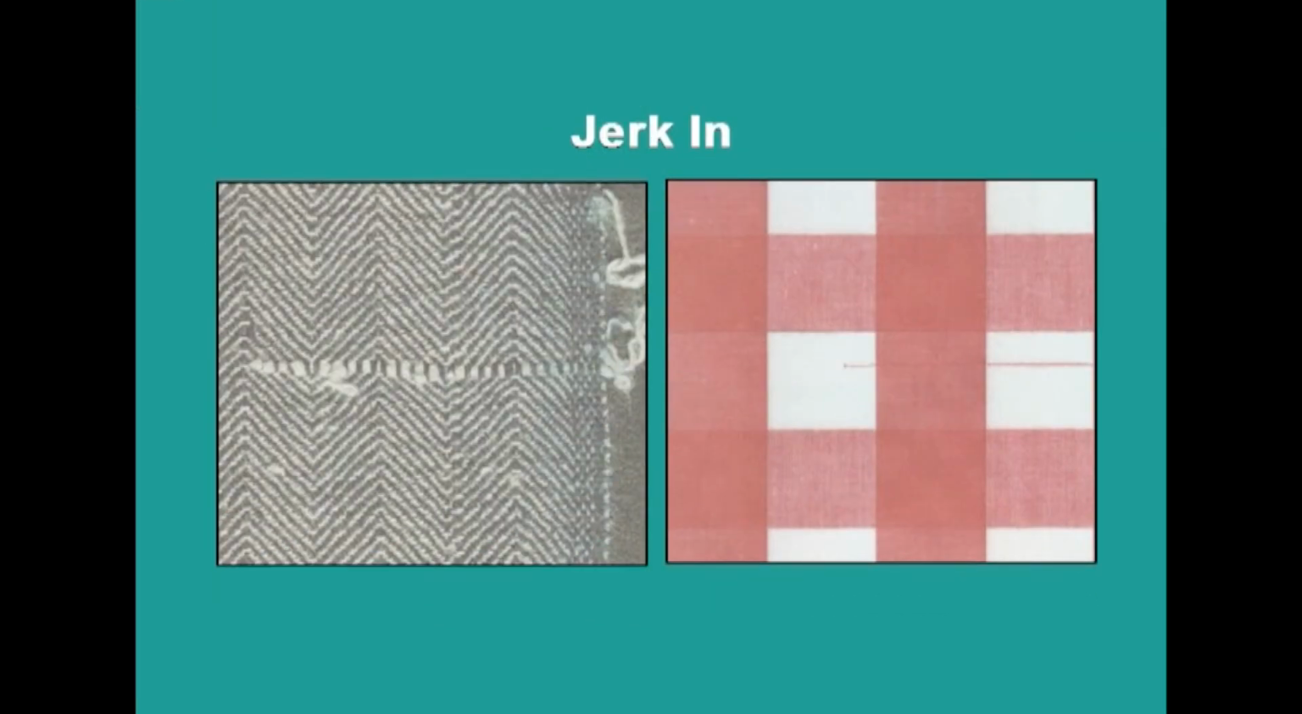And then we have another defect called jerkin. Jerkins are caused by an extra piece of filling yarn being jerked part way into the fabric by the shuttle. The defect will appear at the selvage again, and it can be treated as a major or minor depending upon the quality for which the fabric is going to be used.